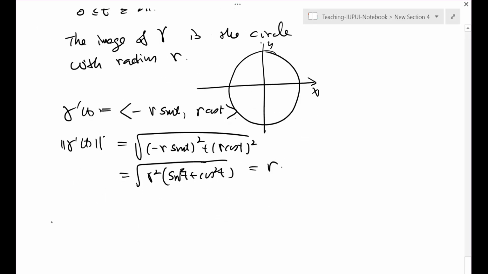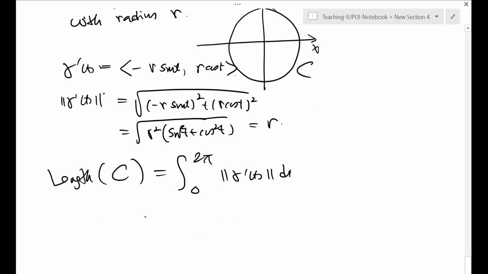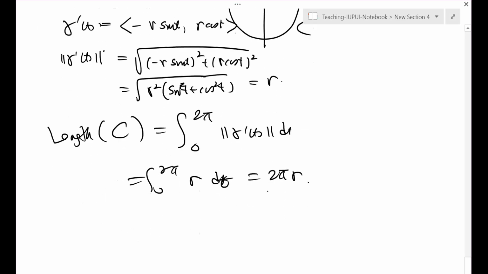So the total length of the circle C is the integral from 0 to 2 pi of R, and that is 2 pi R. So that is the length of the circle. You see, using the formula, it's very easy to find out.